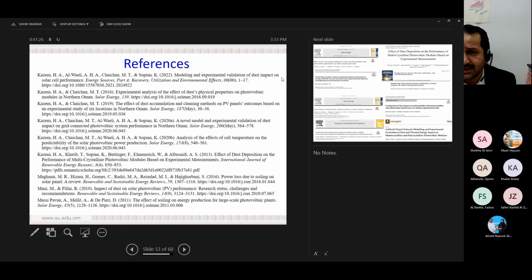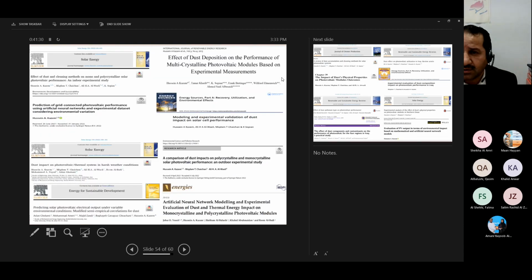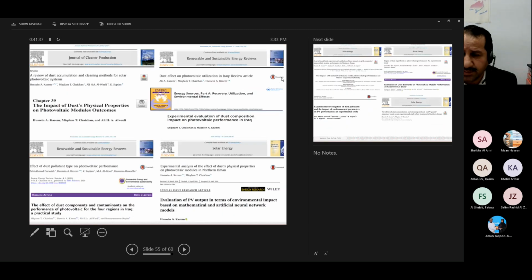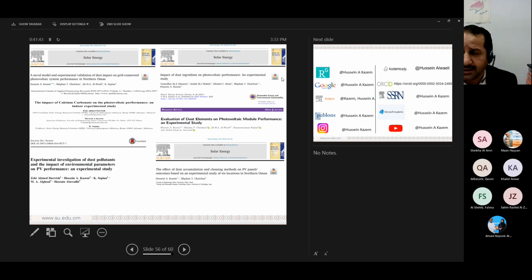These are some of the references I used in the presentation. Some samples of our publications in the last 2 decades related only to dust. This is only dust impact. You can search them in Scopus, and you will find many of our publications there.